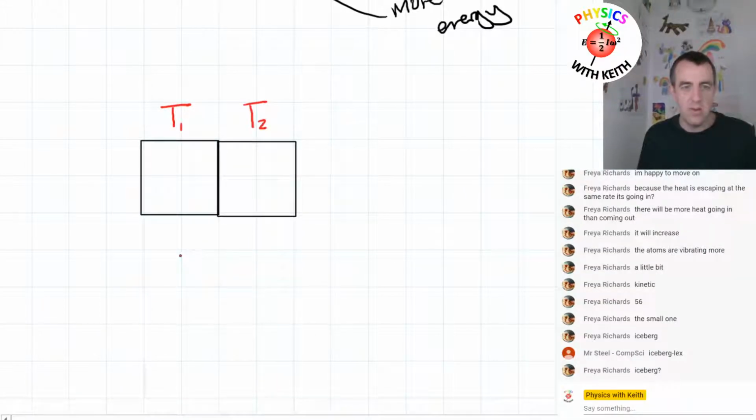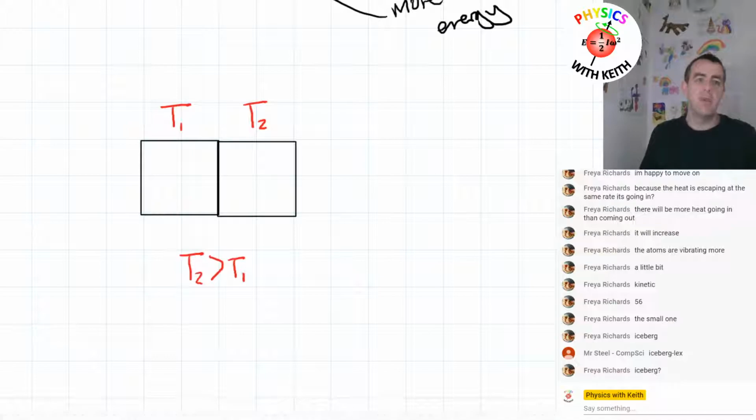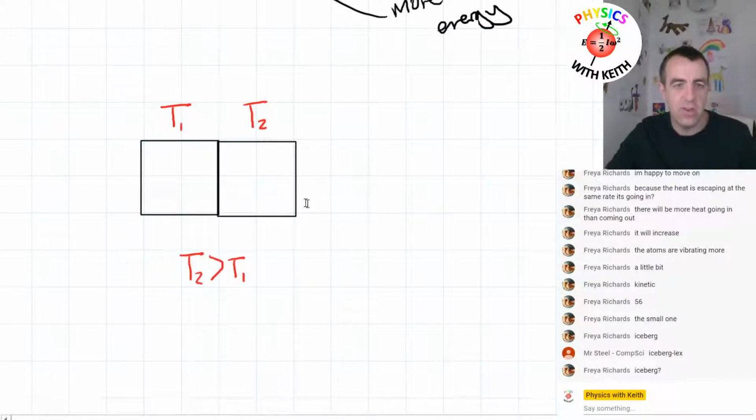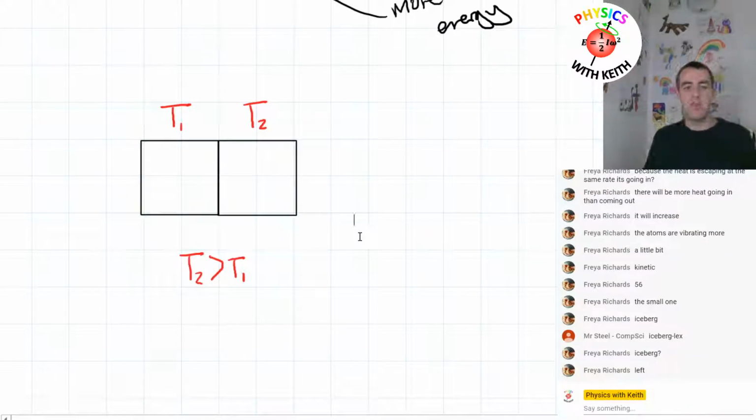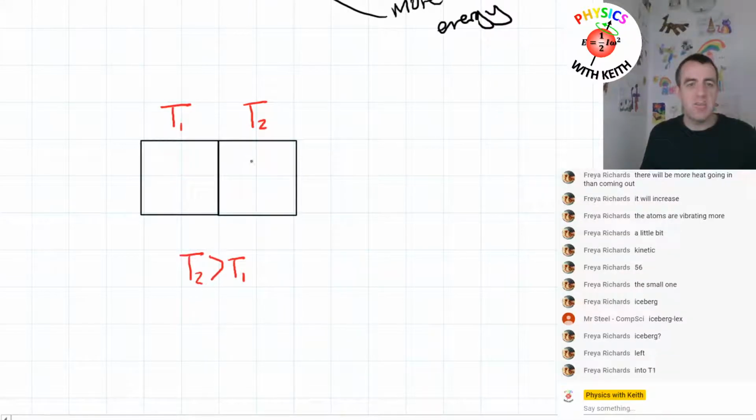T1 and T2, where T2 is a higher temperature than T1, in which direction is the heat going to move? Whatever this abstract concept of heat is, in which direction is it going to move? I can't quite get them perfectly to line up. Is it going to move from left to right or right to left? It's going to move from right to left. So the heat is going to be moving in this direction here, into T1, perfect.